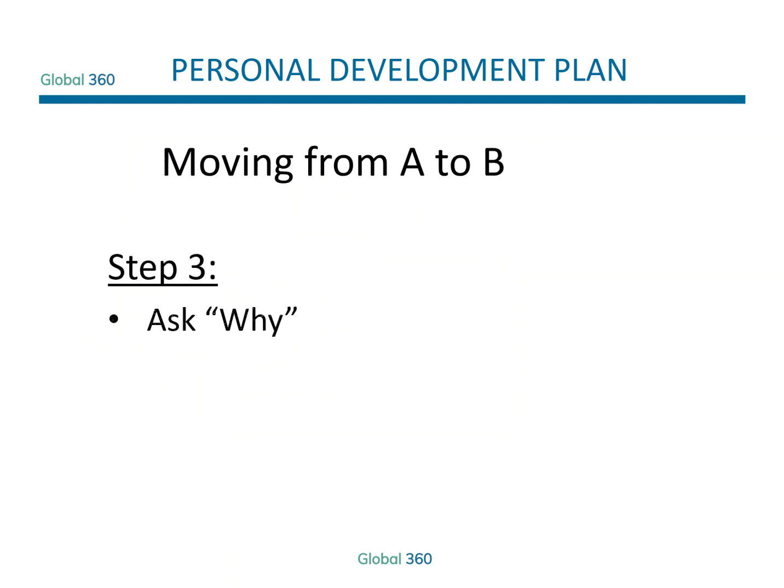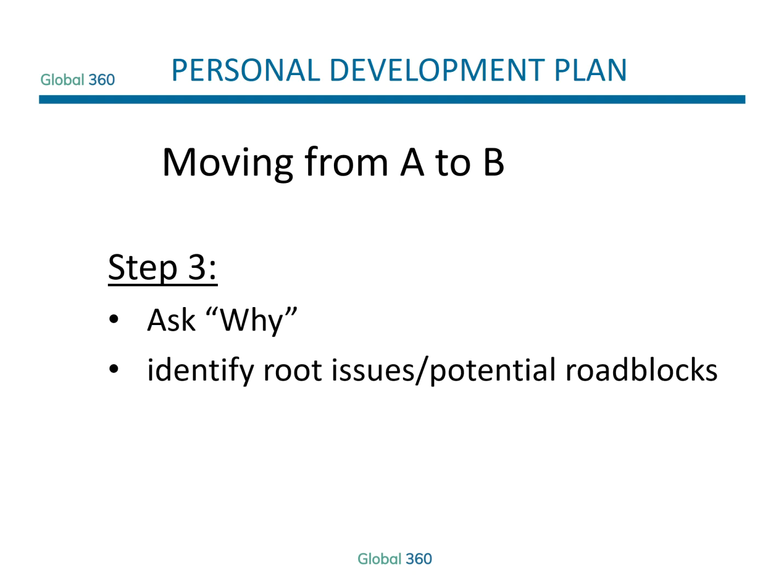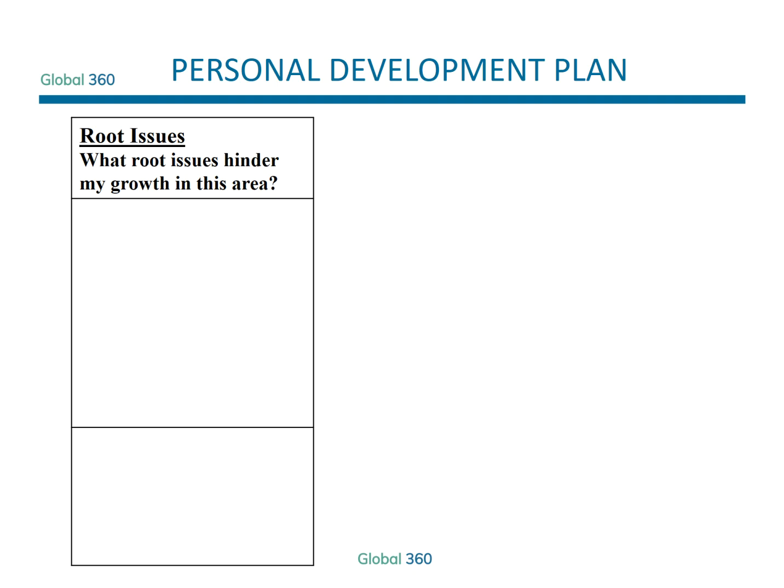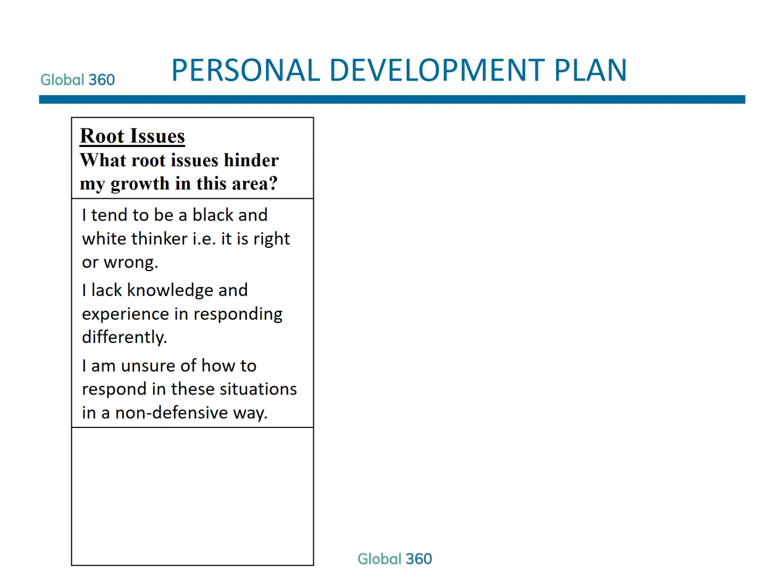Step 3 is to ask why. Why do they struggle with this area? Why do they respond defensively when disagreed with or caught off guard? You want to help them identify root issues or potential roadblocks. For this, they use column 3, root issues. What root issues hinder my growth in this area? Well, they feel the root issues include, I tend to be a black and white thinker. For example, it's either right or wrong.